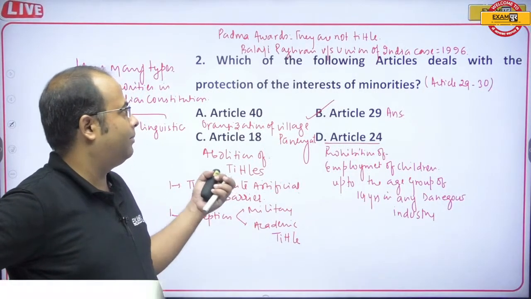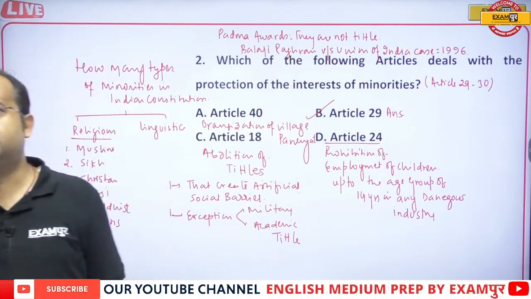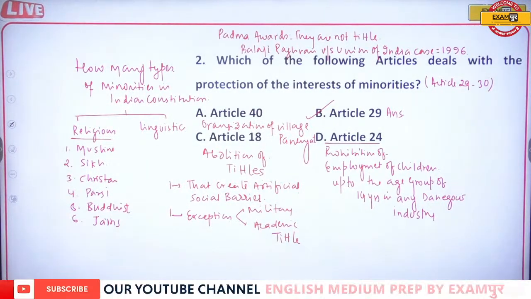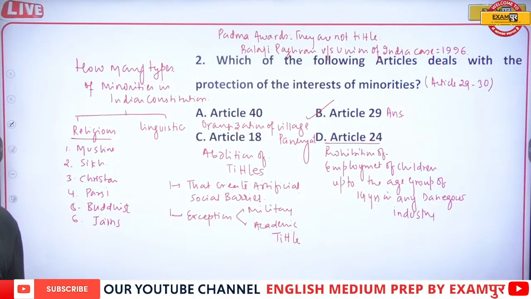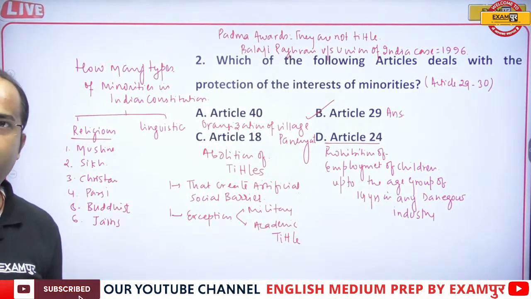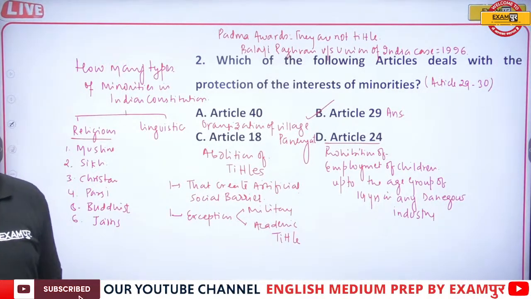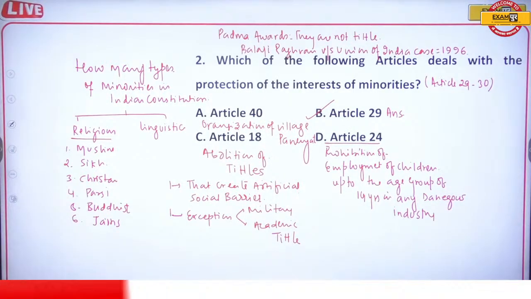So, this was all about Article 29. I hope, my dear students, that is clear to all of you. I will be on one side of the screen so that you can note the things, and definitely I will be giving you this study material as well. Is it clear, guys? Padma Awards are not titles at all. Therefore, it was stopped by the Janata Party government according to Article 18, but it was restarted by the Indira Gandhi Congress government. I hope it is clear to all of you. Shall I move to the next question?